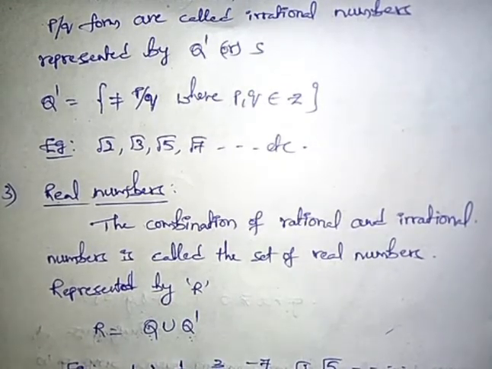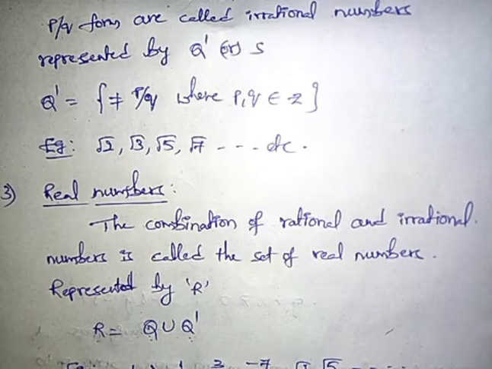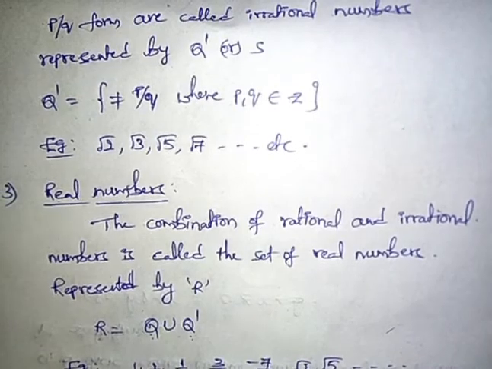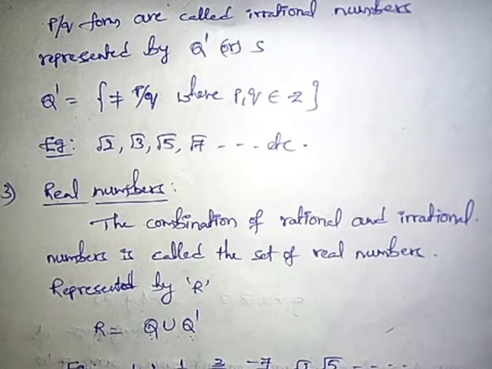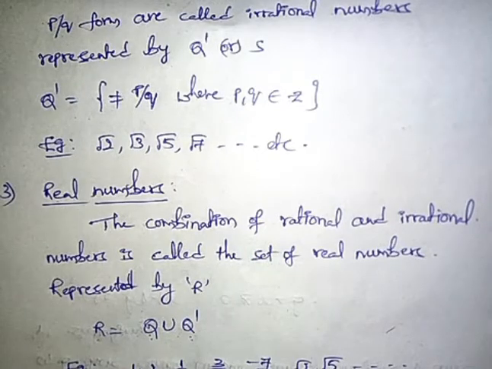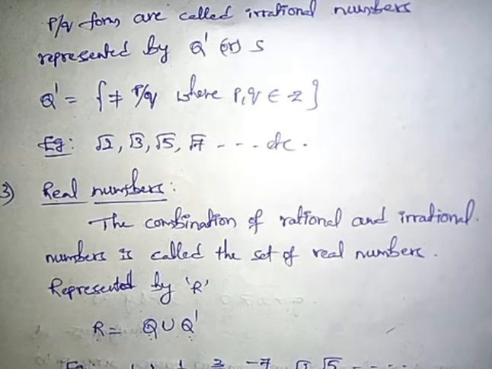Examples: 1, 2, 1 by 3, 3 by 4. These are all called real numbers, because 1, 2 are natural numbers, integers, or whole numbers. 1 by 3, 3 by 4, minus 7 by 9 are rational numbers. Root 2, root 5, etc. are called irrational numbers. So that's why the combination of all these numbers are called real numbers. Okay.